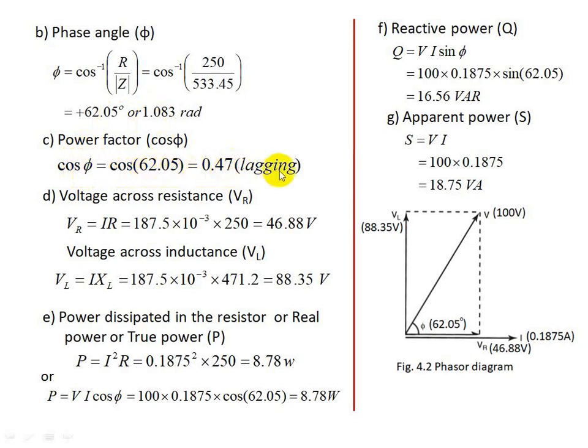So you have to write here lagging or leading. If the current lags the voltage, you have to write lagging. For an inductive circuit, you have to write lagging. For a capacitive circuit, you have to write leading.